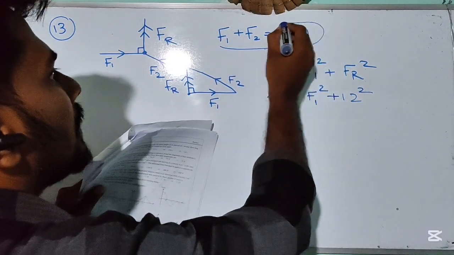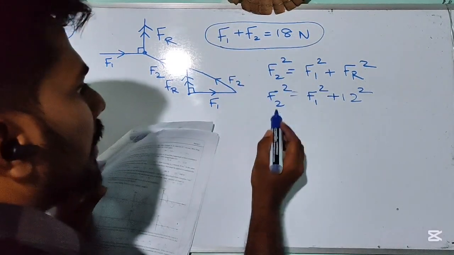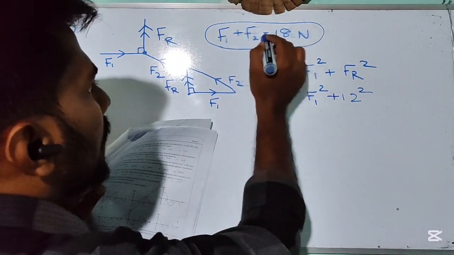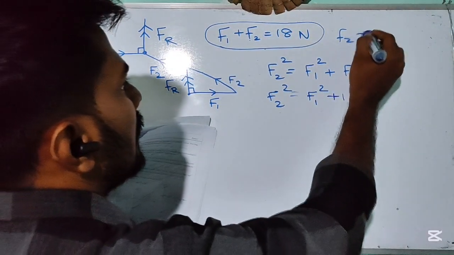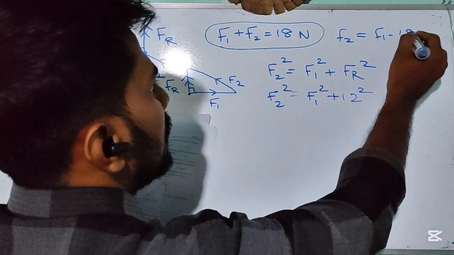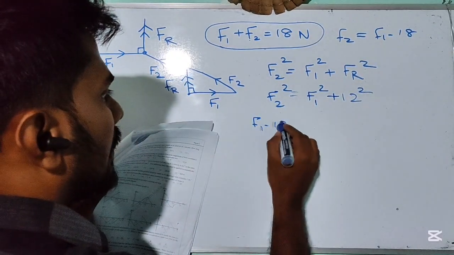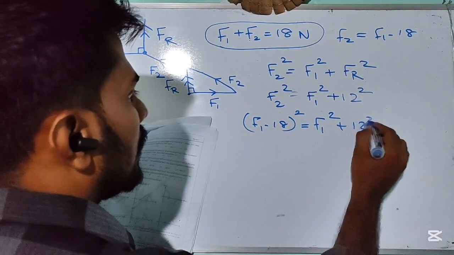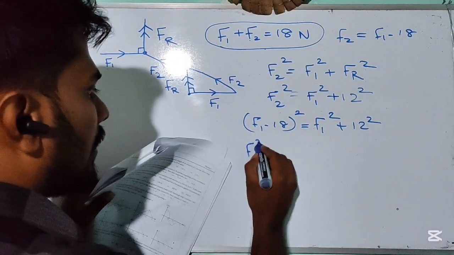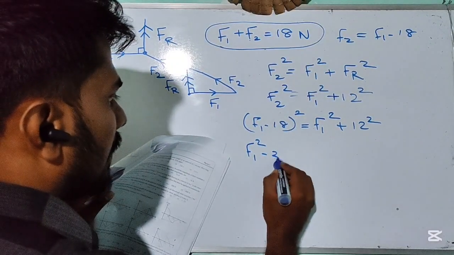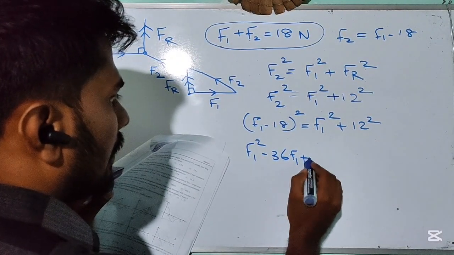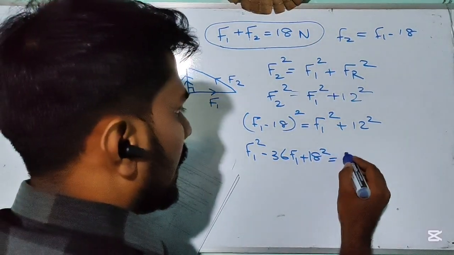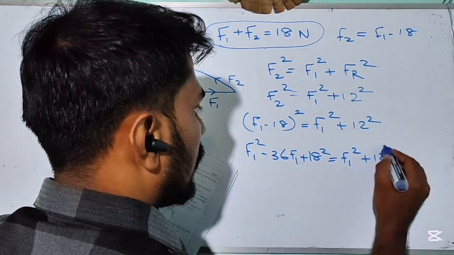So we know F1 plus F2 equal 18. So instead of F2, I use 18 minus F1. F2 equals 18 minus F1. No? So (18 minus F1) squared equals F1 squared plus 12 squared. F1 squared minus 36 F1 plus 18 squared. This one is the case. Okay. Now then F1 squared plus 12 squared.